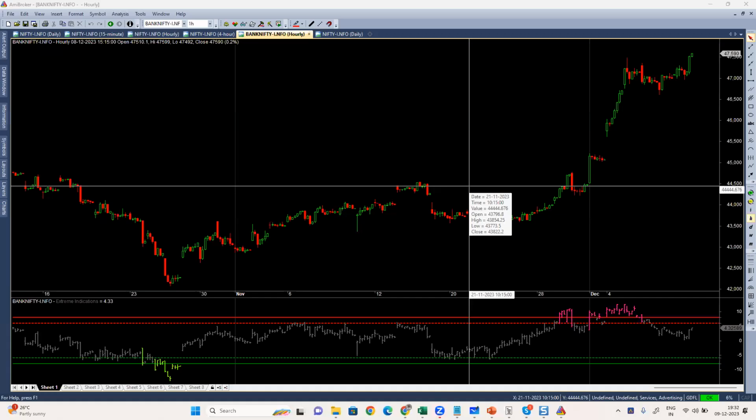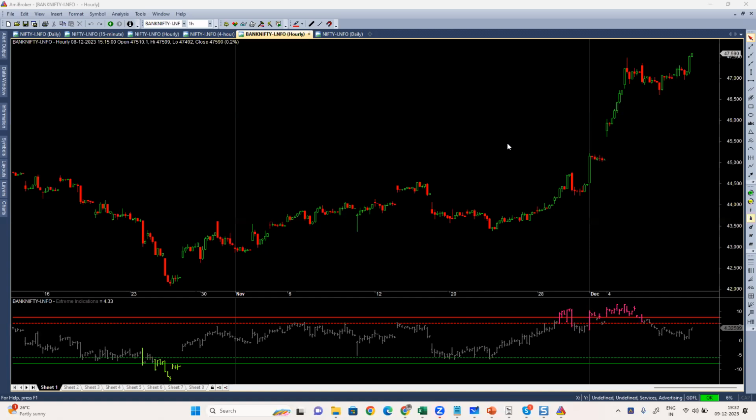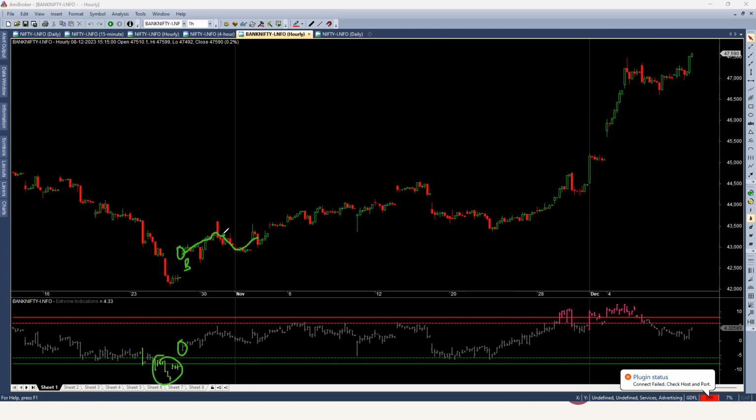Sorry, there was some light disturbance. So what I was talking about here is that whenever a signal is generated over here, the long signal got generated over here, right? So here it generated a very interesting place to look for a long opportunity in a very short term. That is what it does with respect to Bank Nifty.